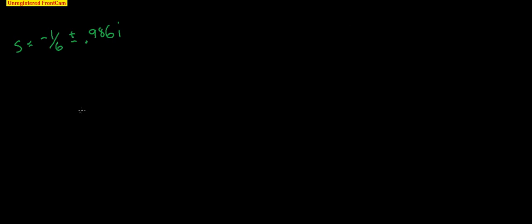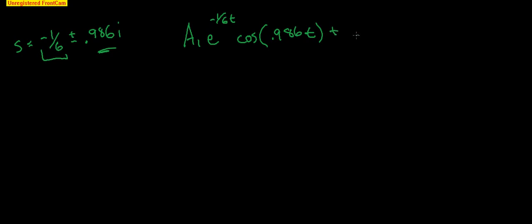So now we have S, and S is equal to a complex number. And when S is equal to a complex number, the format of the solution for a differential equation will look like this. A1, just some constant, times e to the whatever this number is. Right, so negative 1/6 times t times cosine of this number, 0.986 t, plus A2, just another constant, e to the negative 1/6 t times sine 0.986 t.